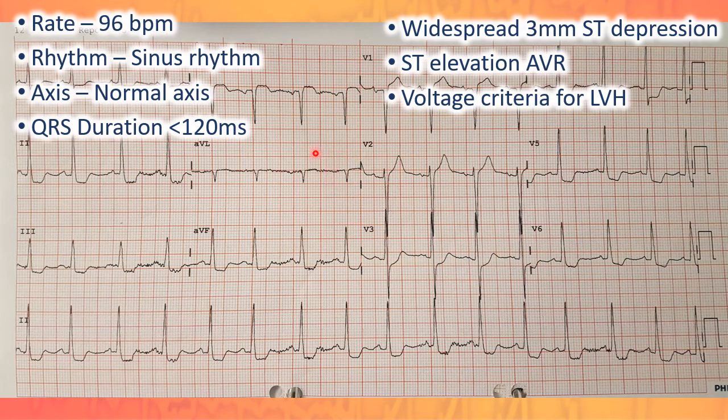And I also wanted you to spot for me the ST elevation in AVR. Remember, AVR looks at the heart from the top right. If you hold your right arm in the air, this is looking at the heart from that direction, and it tends to be inverse of the other leads. But this can be a sign of left mainstem disease or very, very proximal LAD disease, and is a very concerning feature when seen in the ECG.